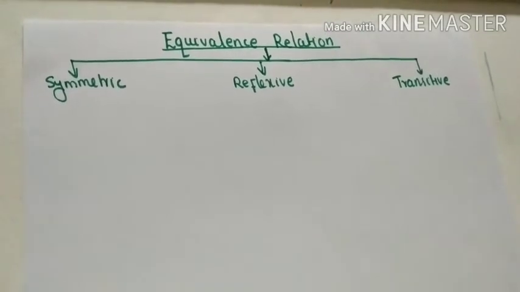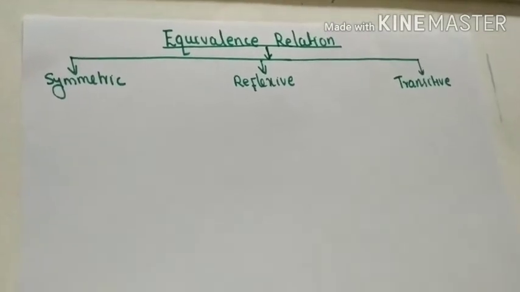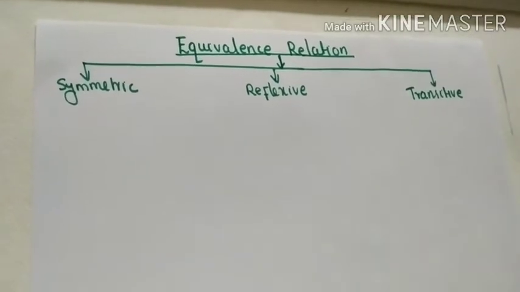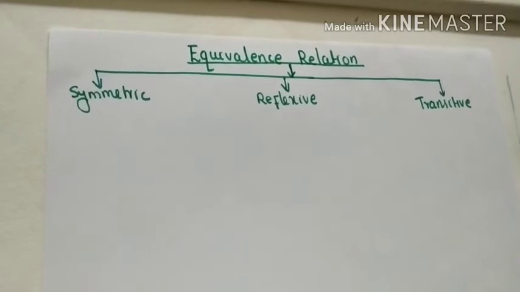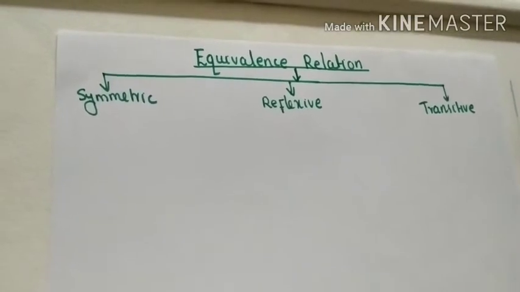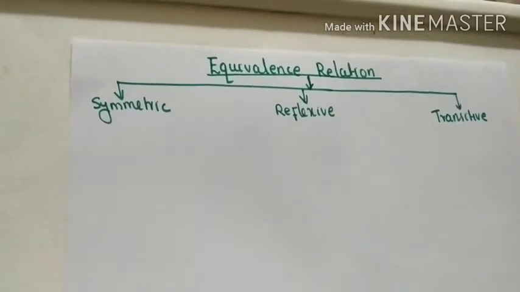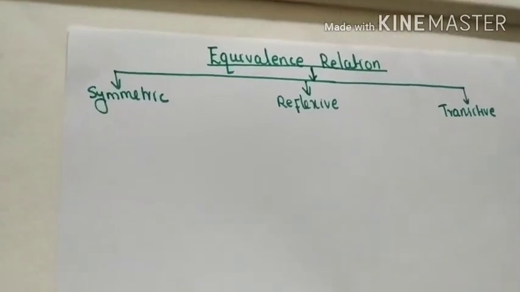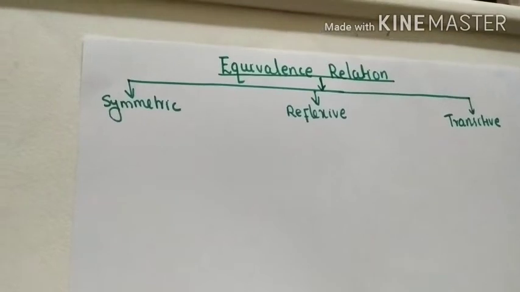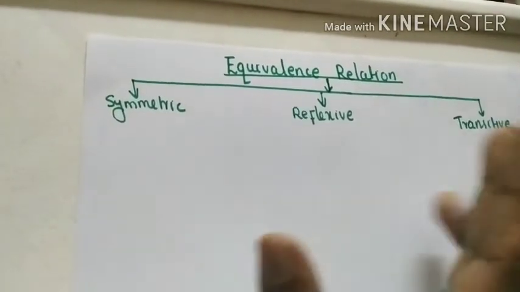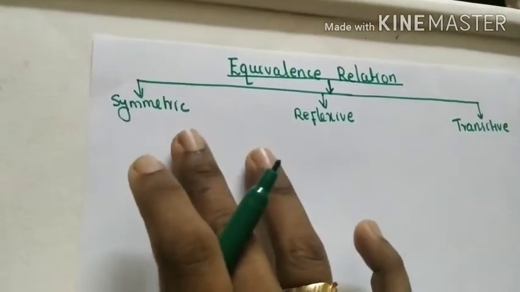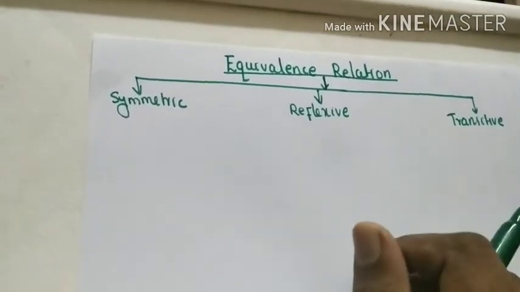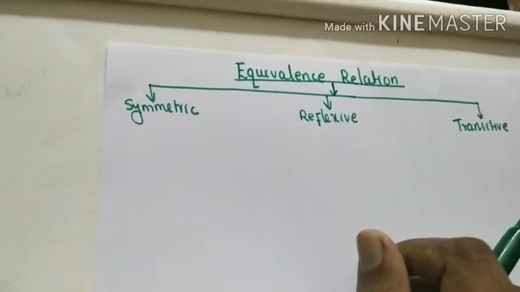Hi students. So let's start our new topic, equivalence relation. One of the most important relations which plays a significant role in mathematics is an equivalence relation. To study equivalence relation, we first consider the three types of relation, that is symmetric, reflexive and transitive. Okay, so let's get started.